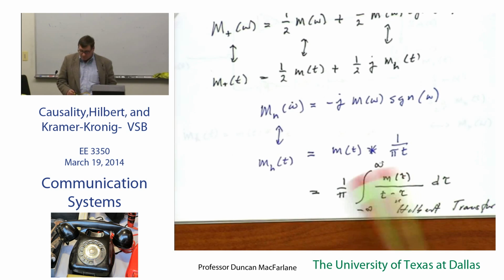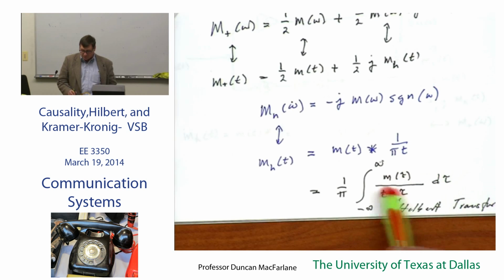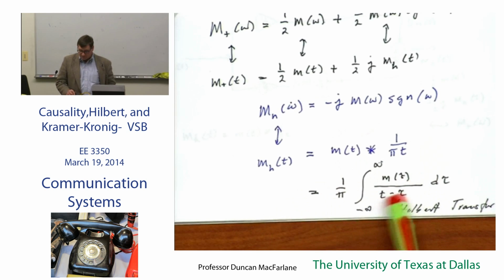And so we take a look at the form of that, and we say, well, look at the limits of integration, minus infinity to infinity. Look at the way the taus, the dummy variables, work relative to t. What that suggests to us is that's a convolution between two signals, and the two signals are m of t and the function 1 over pi t. So there's your 1 over pi out in front, and there's your t minus tau flipped around inside the integral.